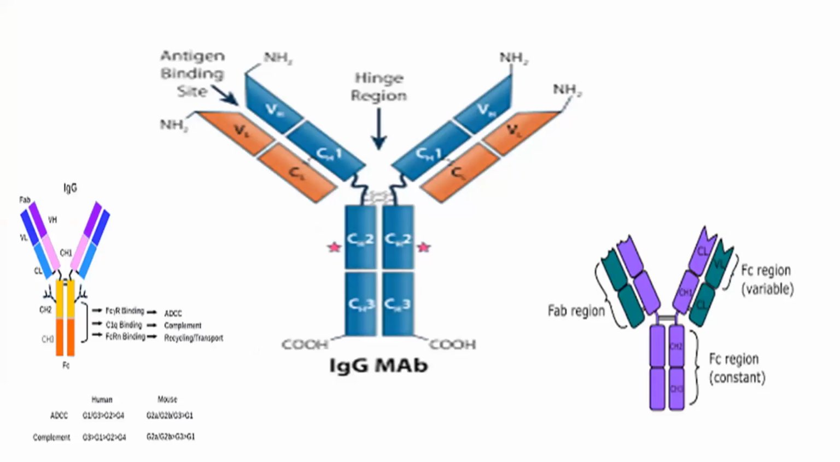This is a diagram of an IgG antibody. You can see it is already labeled. This is the Fc region and these are the Fab regions, where they combine together.